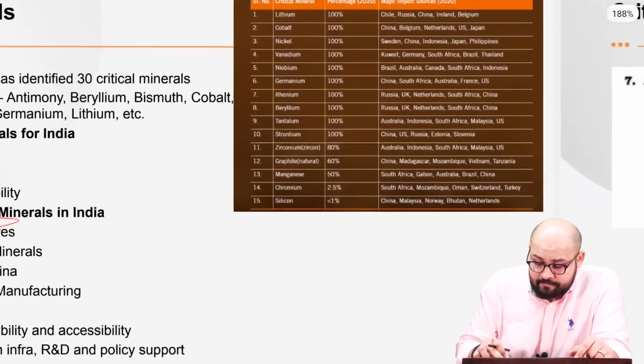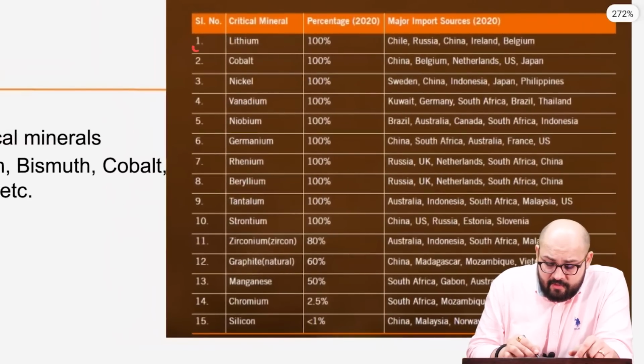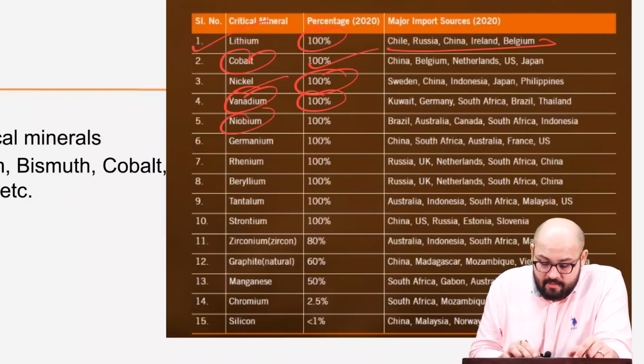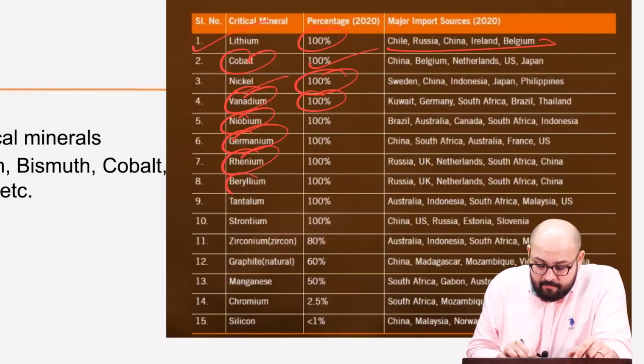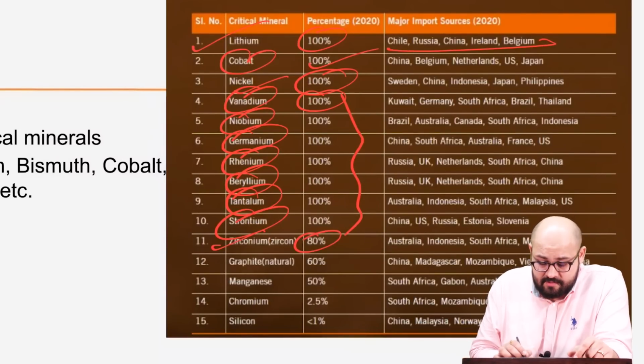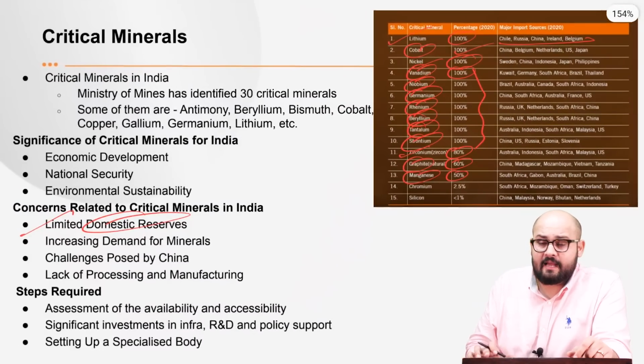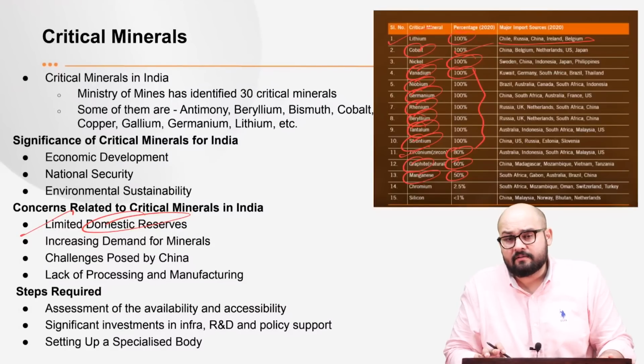Look at this chart. So you can see that for lithium, India is almost 100% dependent on these countries, right? For cobalt, almost 100%. For nickel, almost 100%. Then see, for vanadium, niobium, germanium, rhenium, beryllium, tantalum, and strontium, almost 100%. Then let's see zirconium, almost 80%. Then we have got graphite, 60%, manganese, 50%. So this is what the import dependence of India is when it comes to the critical minerals, right?